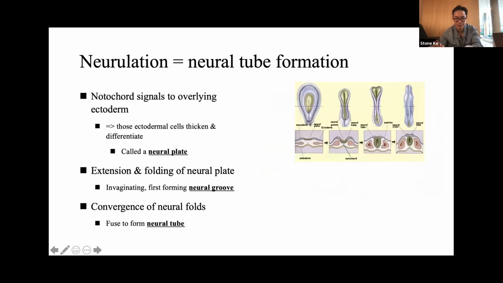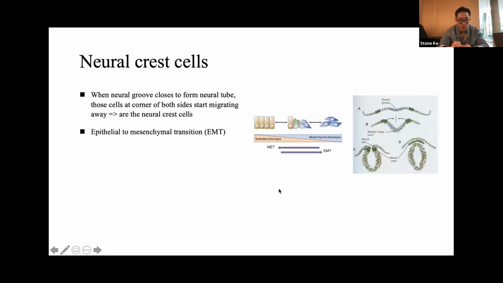Next slide. All right, neural tube. This is how you get there. So once you have the notochord underneath that top layer, the cells above it will be signaled to thicken. They'll become the neural plate. That neural plate will then curve in more. You get the neural groove, and then once it joins over, that's the neural tube, which forms the central nervous system.